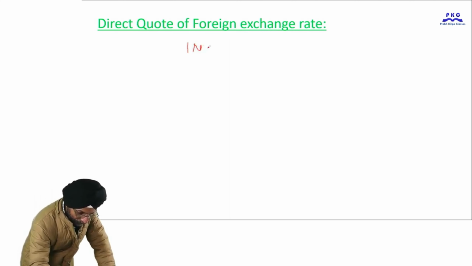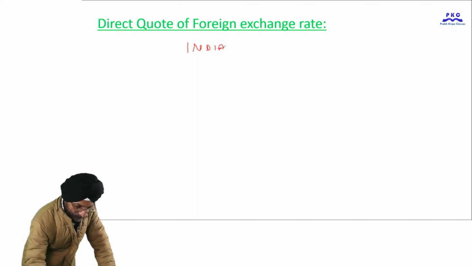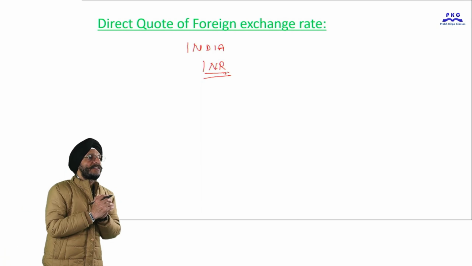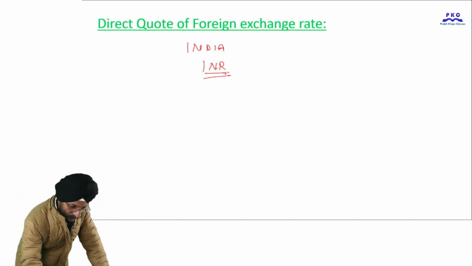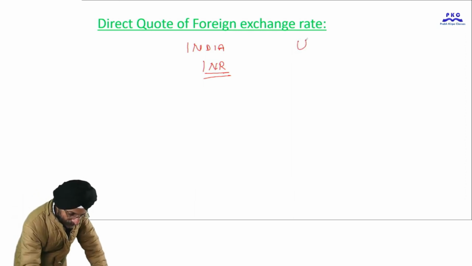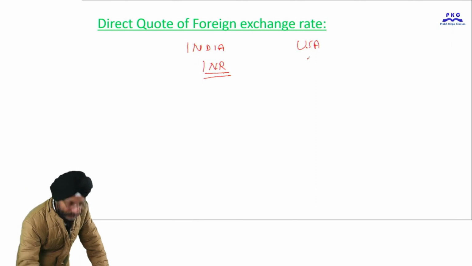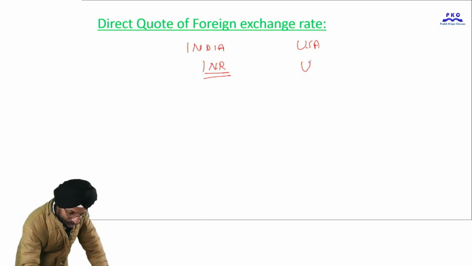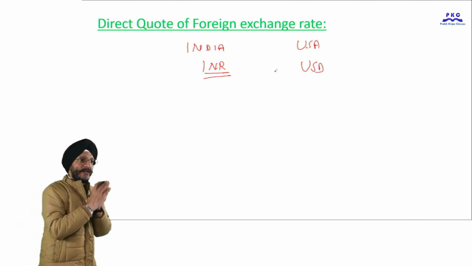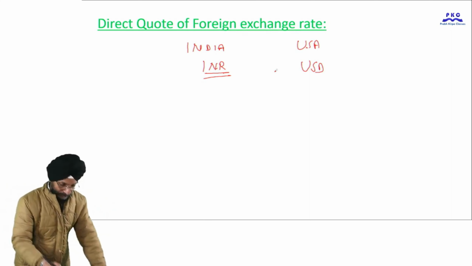We are from India, and here the legal tender, the domestic currency, is the Indian rupee. We want to visit some other country, say the USA, and the currency of the USA is the US dollar, which is a foreign currency for an Indian.